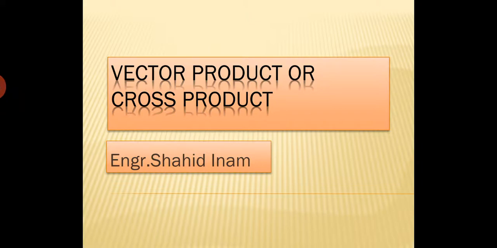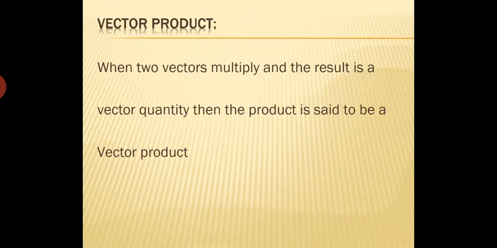It's me, engineer Shahid Inam, and our today's topic is vector product or cross product. In previous lecture, we have discussed the scalar or dot product, and in today's lecture, we will discuss the cross product. When two vectors multiply and the result is a vector quantity, then the product is said to be a vector product.